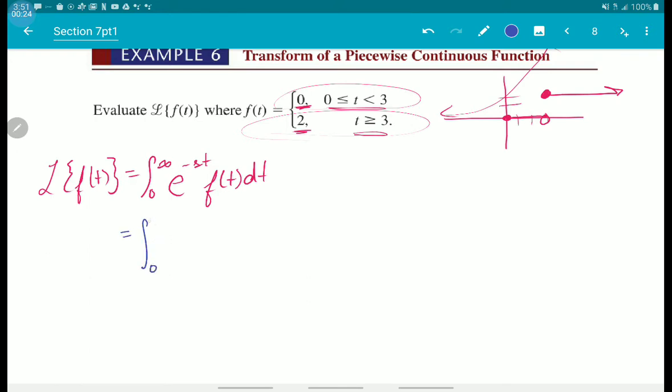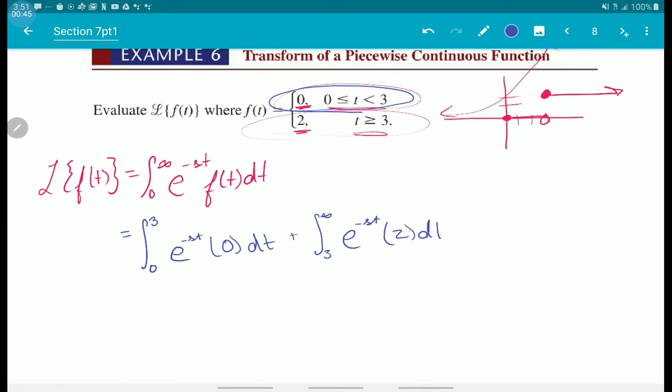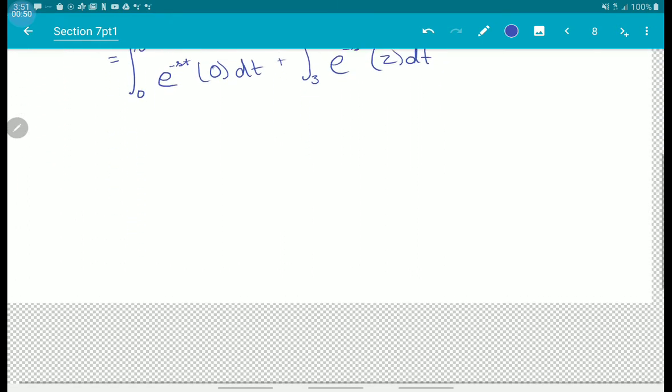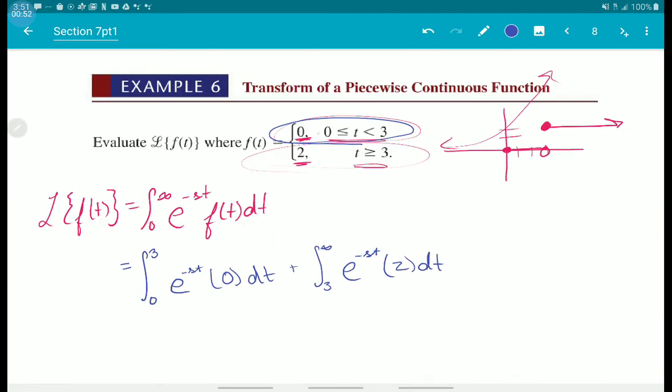One will go from 0 to 3, and that's because the first piece is defined between 0 and 3. And that first piece, our f of t, will take on that value of 0, between 0 and 3. And then that second piece is defined from 3 to infinity, and it takes on the value of 2. So you can see how we're having to split this up, because we have a piecewise function that's defined in terms of two pieces. If we had 3 pieces here, then we would split this into 3 pieces, and so on.